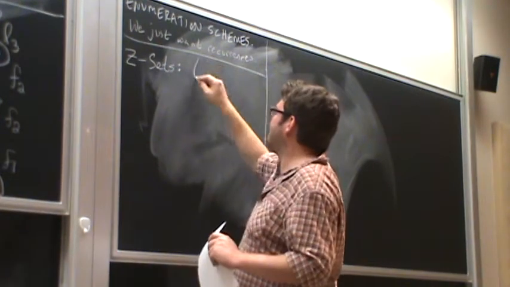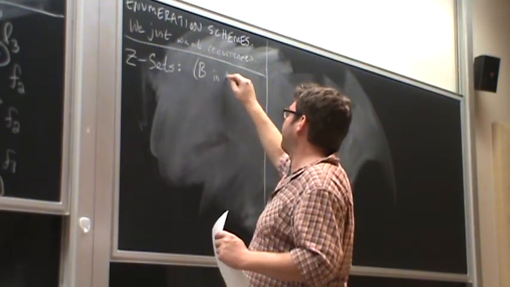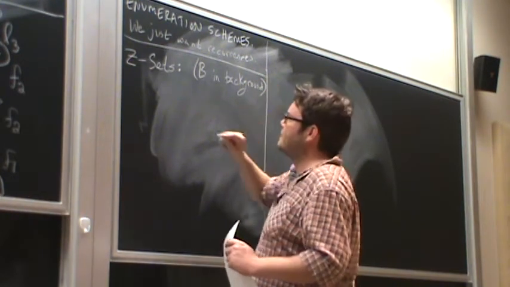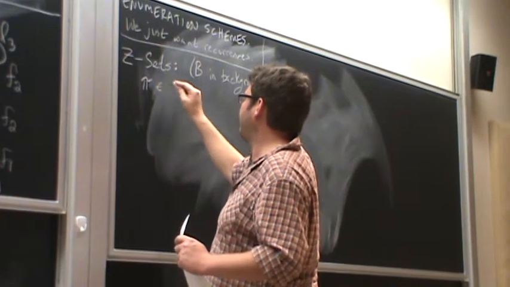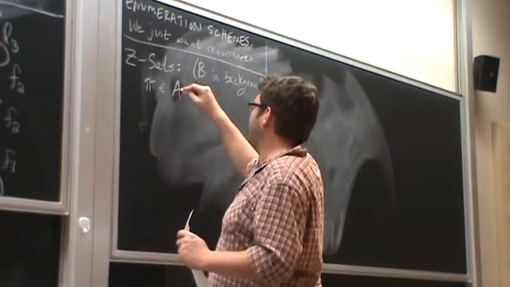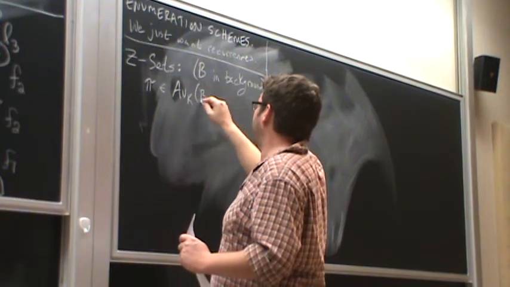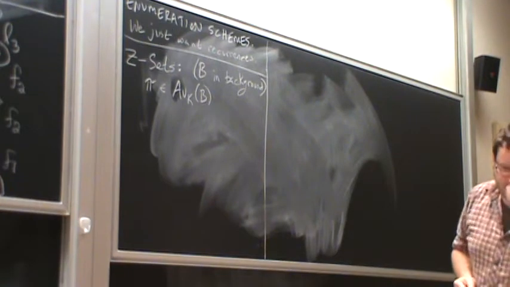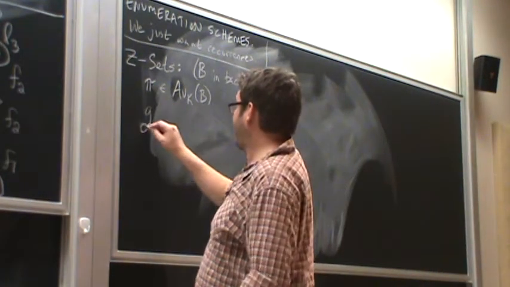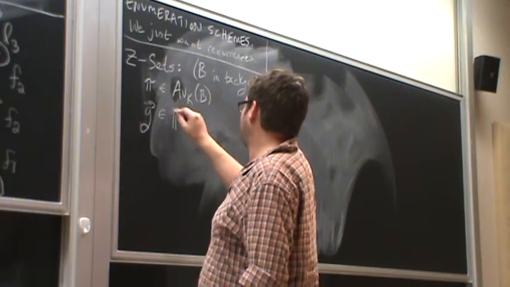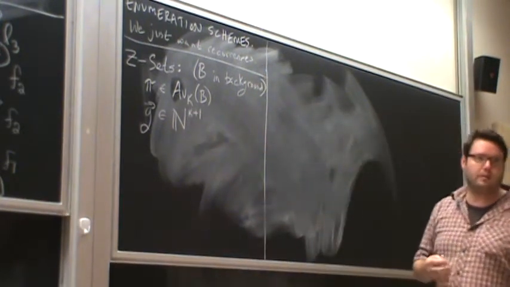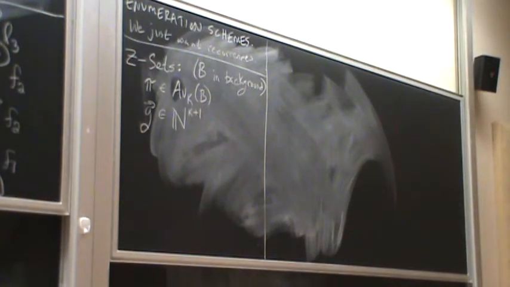So again, we have some B that's in the background. That's what we're trying to avoid. We also have some permutation. We might as well restrict to things that avoid B already, and it's going to be length K. And then we're going to have some gap vector, which is a vector of non-negative integers of length K plus 1. And we're going to break up all of the B-avoiding permutations into these sets.